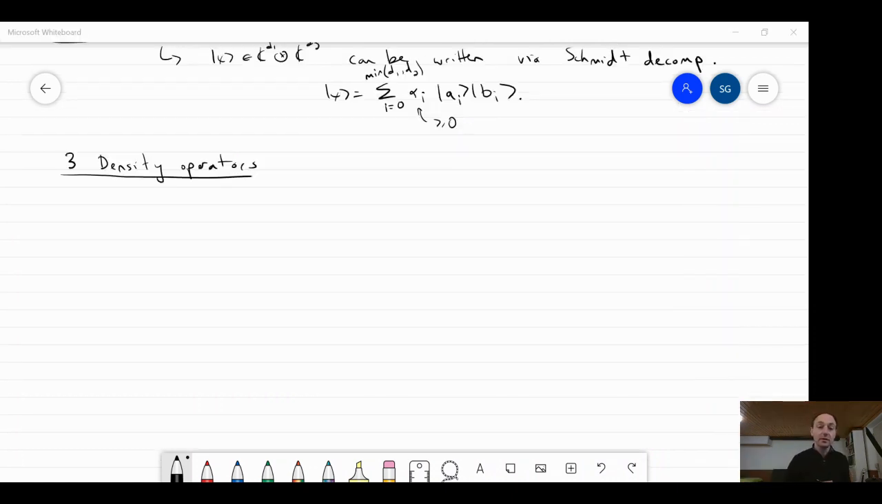Okay, good. So this allows us to move on to our next topic in this lecture, which is density operators. We've said that a bipartite quantum pure state is entangled if and only if its Schmidt rank is at least 2. But let's take a step back and look at the bigger picture. What was the goal of this lecture?